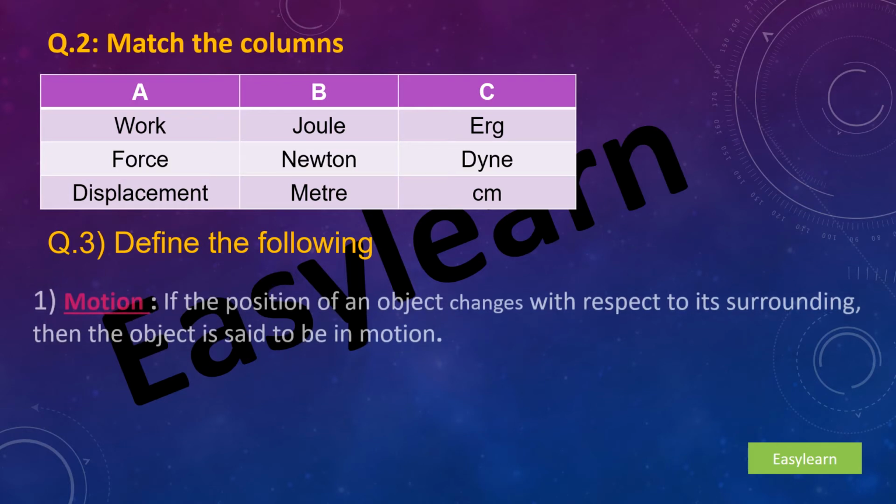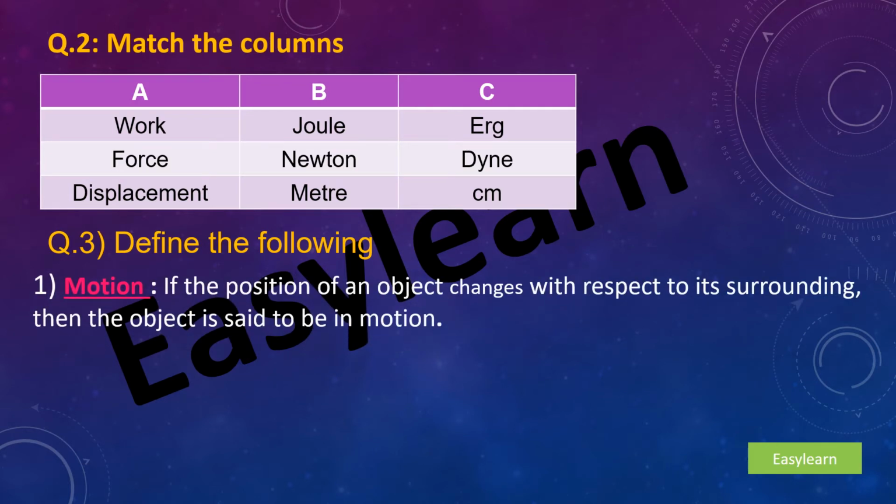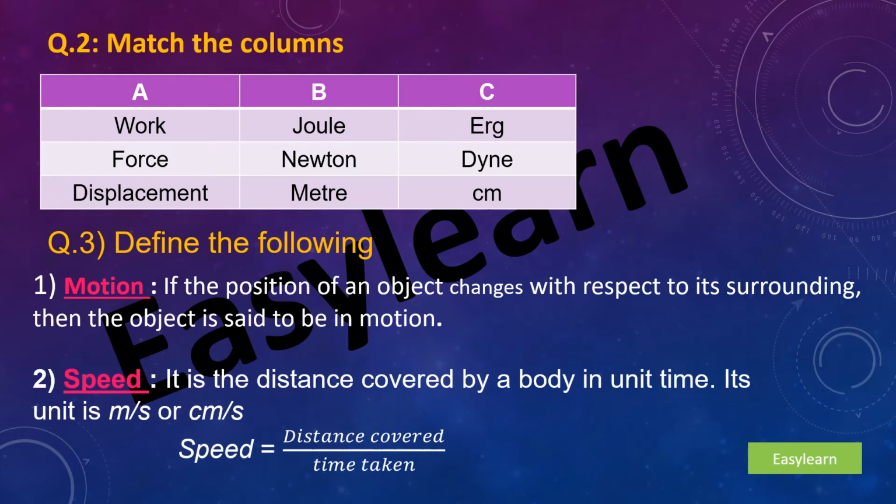Define the following. First, motion. If the position of an object changes with respect to its surrounding, then the object is said to be in motion. Second, speed. It is the distance covered by a body in unit time. Its unit is meter per second or centimeter per second. And the formula to calculate speed is equal to distance covered upon time taken.